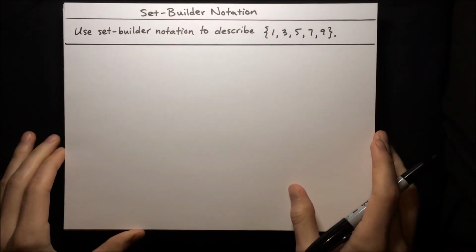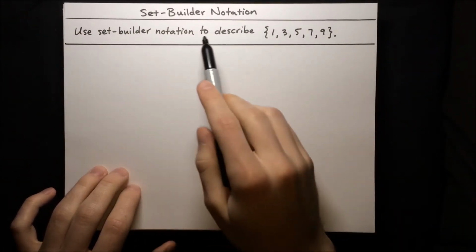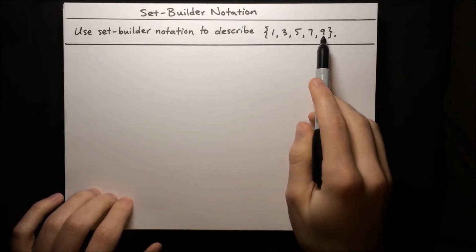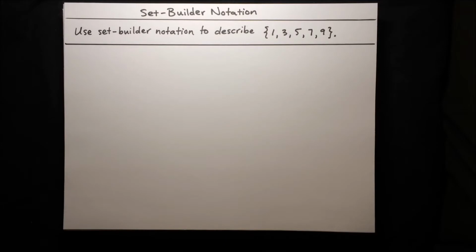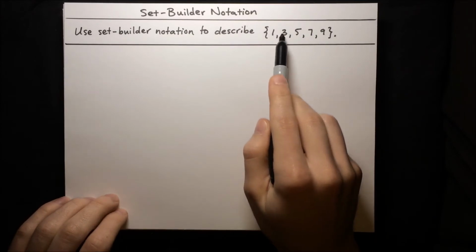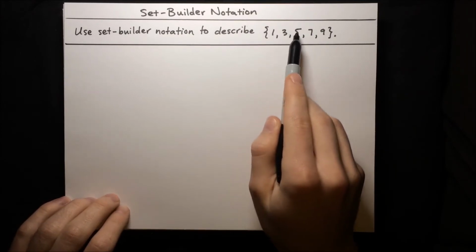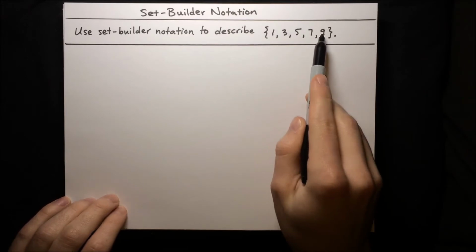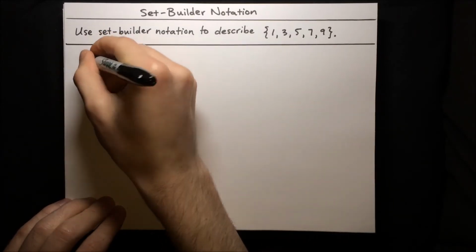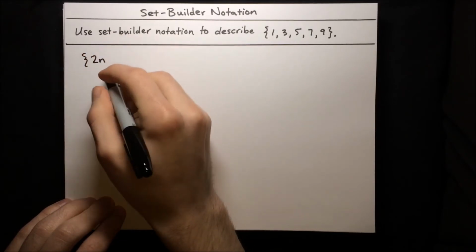Alright, now we want to use set builder notation to describe this set 1, 3, 5, 7, 9. These are just the odd natural numbers up to 9. One thing to notice here is that these numbers are all spaced 2 apart. 1 plus 2 makes 3, then 3 plus 2 makes 5, then 5 plus 2 makes 7, then plus 2 is 9. So why don't we start off using the formula 2n, and then we'll tweak it as needed.